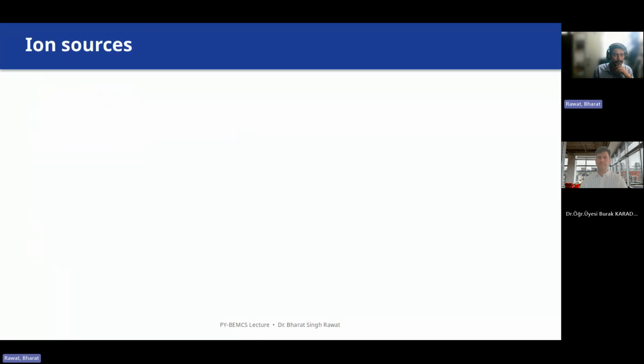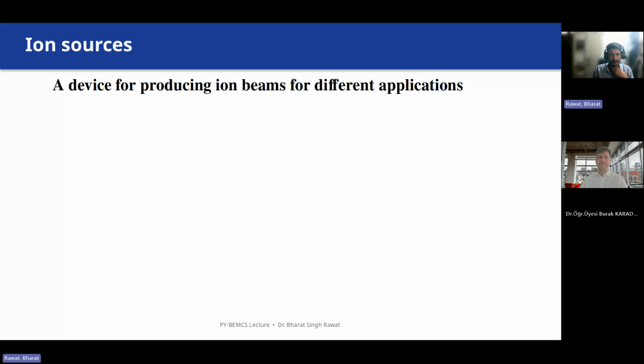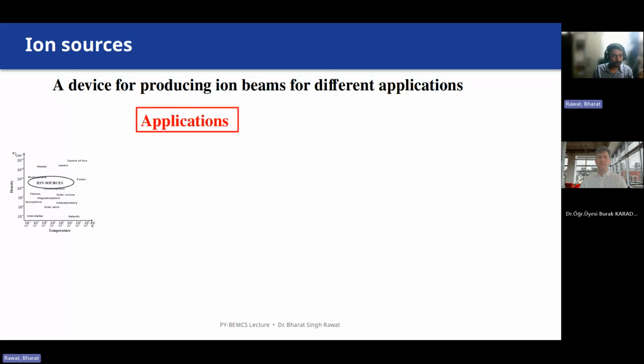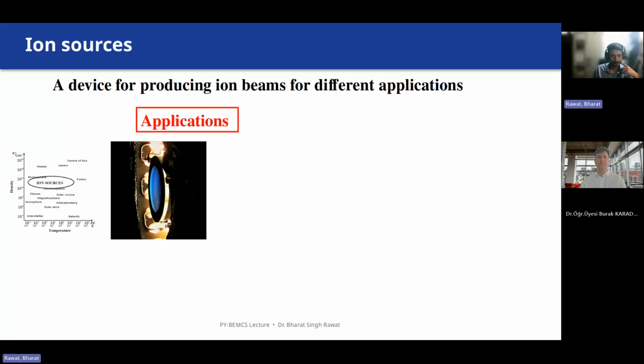So ion sources, as the name suggests, are devices which are used for producing ions in different applications. And what are the different applications? One of them is particle accelerators, in which you have ion sources. For example, at CERN, you have hydrogen ion sources, which accelerate particles to GeV energies, and then you have collisions, and then you try to study what is inside the most fundamental particles of our universe.